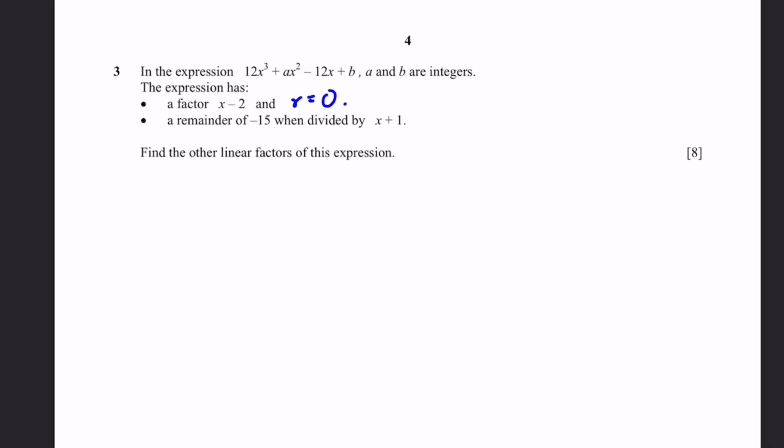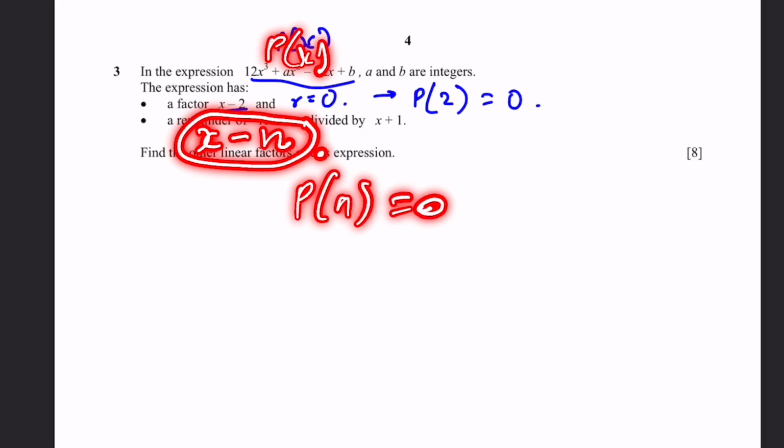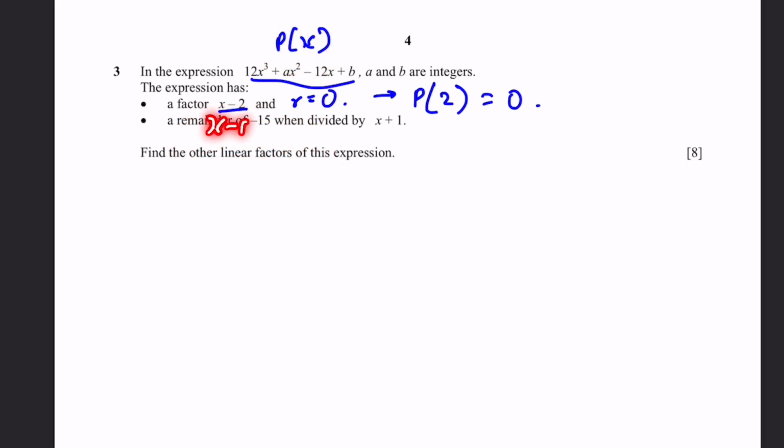So if the factor of x minus 2 causes the remainder to be 0, that basically means that, let's call this p of x, p of 2 is equal to 0. Why 2? Because we have x minus n. And if this x minus n is a factor of a polynomial p of x, that means p of n is equal to 0. So here x minus n is x minus 2. So n is equal to 2, and that's why you put 2 over here.